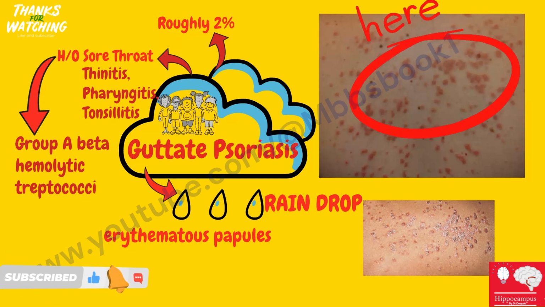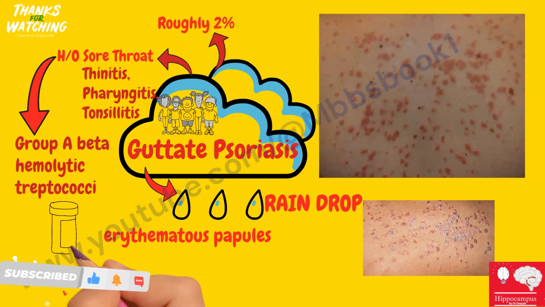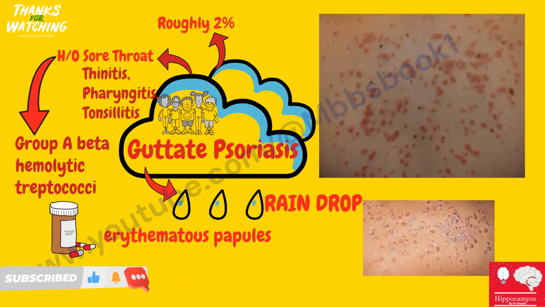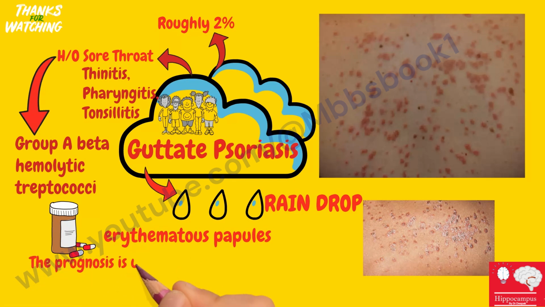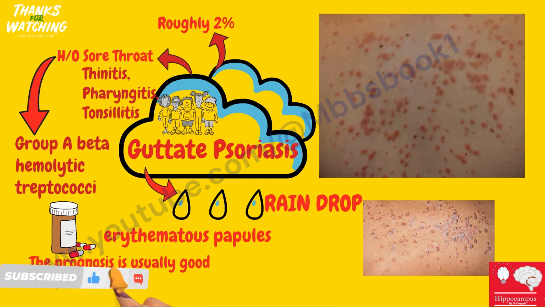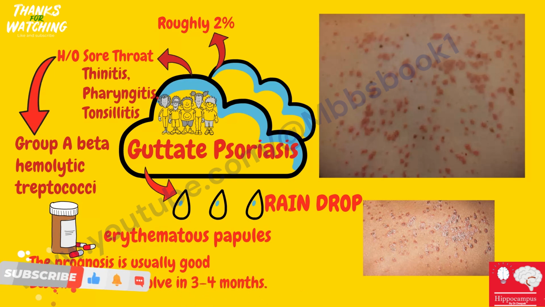See in this picture, you can see small raindrop-like lesions over the trunk. So, what is the drug of choice for guttate psoriasis? Although the prognosis is usually good and the lesions tend to resolve in 3 to 4 months. Now, because it was triggered by a streptococcal infection, the drug of choice has to be an antibiotic. And here we are going to choose the macrolide group.